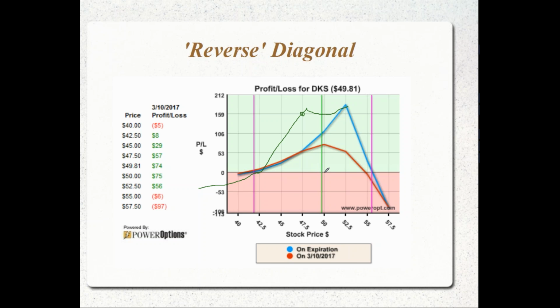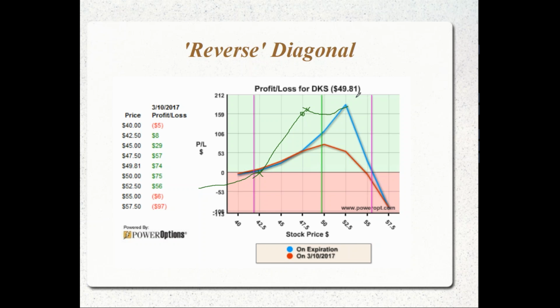When we think of a calendar put, it's typically a neutral to bearish strategy. But by reversing the structure and buying an out of the money and selling an at the money, you get a lower net debit, but you reverse the direction. A reverse diagonal call is now bearish to neutral. A reverse diagonal put spread is now neutral to bullish.